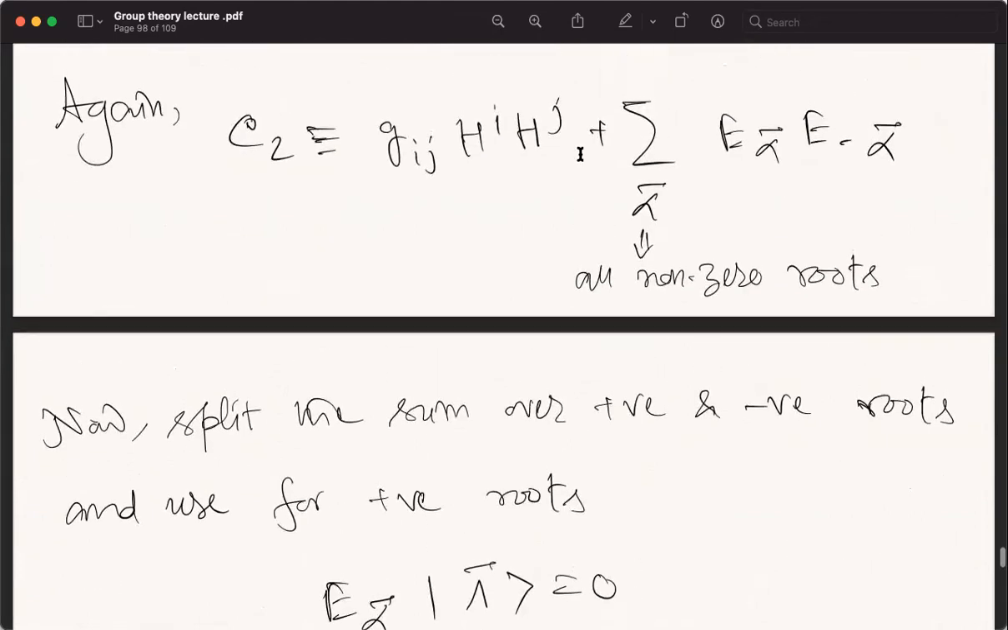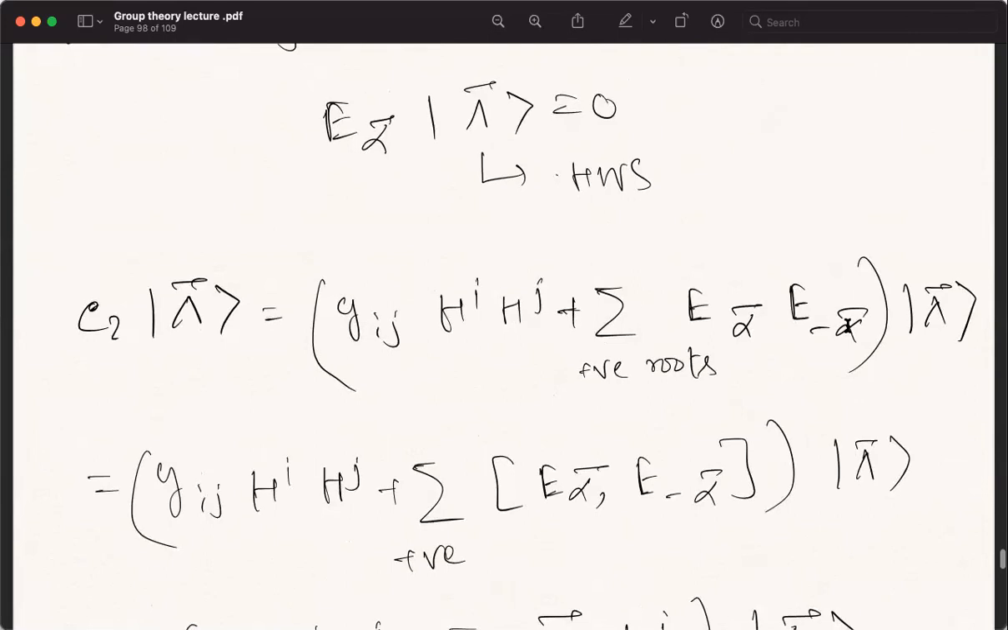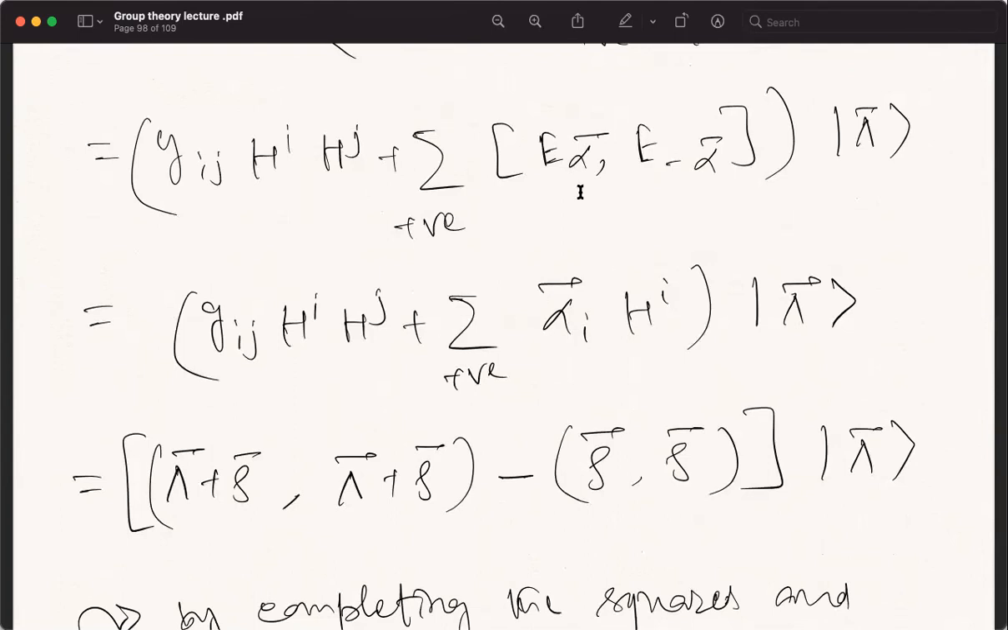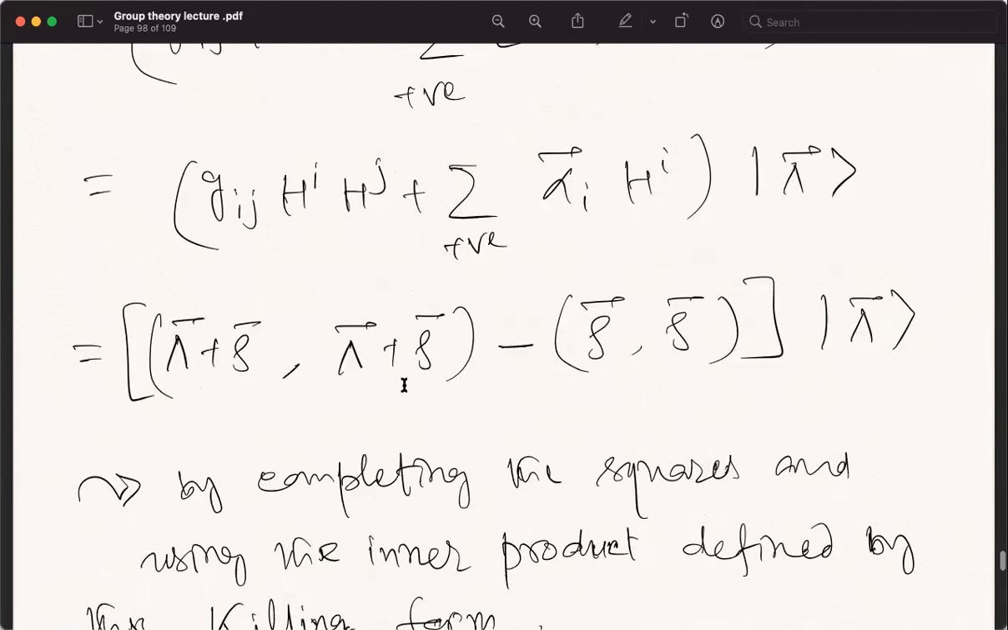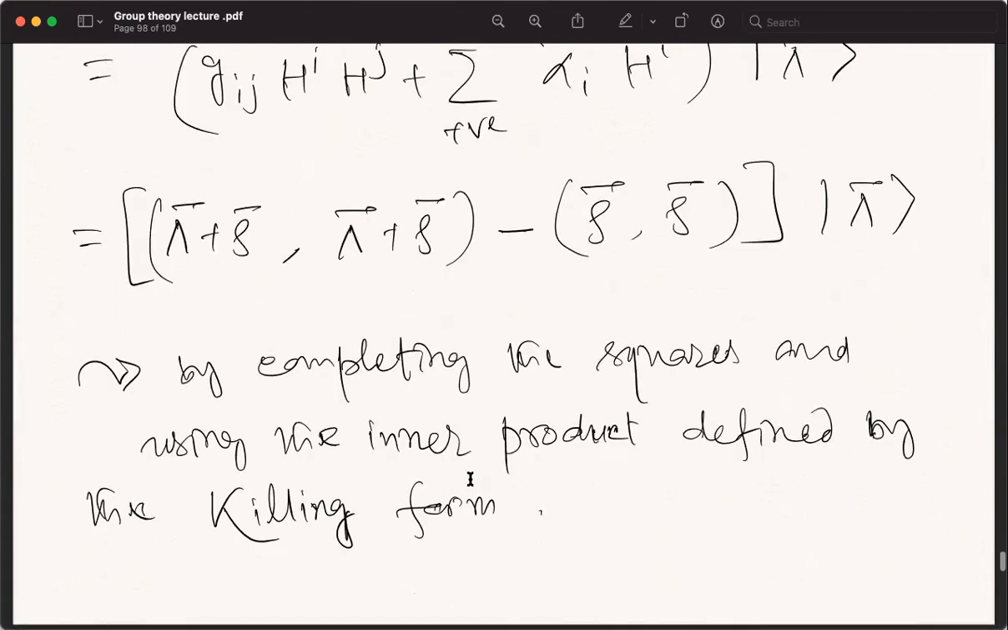Now, if we have this equation, think of it as an operator acting on the highest state lambda. We can write down the same thing in commutator form, because the one term with E alpha acting on this state will be 0. So this is identically satisfied. And then we further simplify this, using the property of H_i acting on the highest state, the definition of rho and all those things, we can write it in this particular form. So by completing the squares and using the inner product defined by the Killing form that we have learned earlier, you can write it this way.